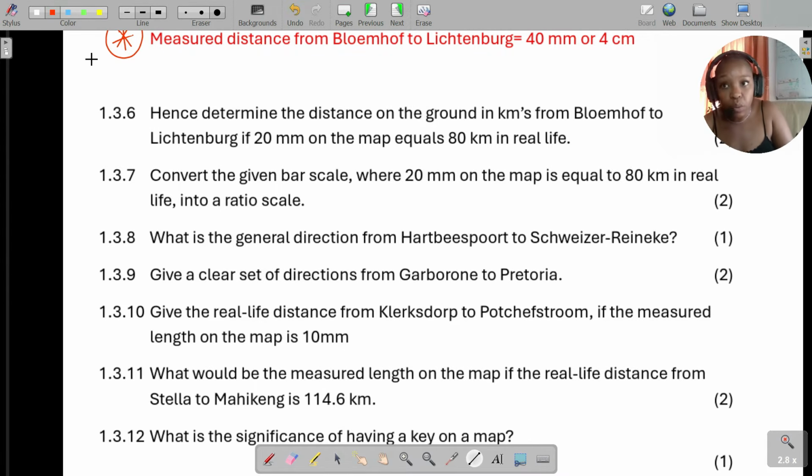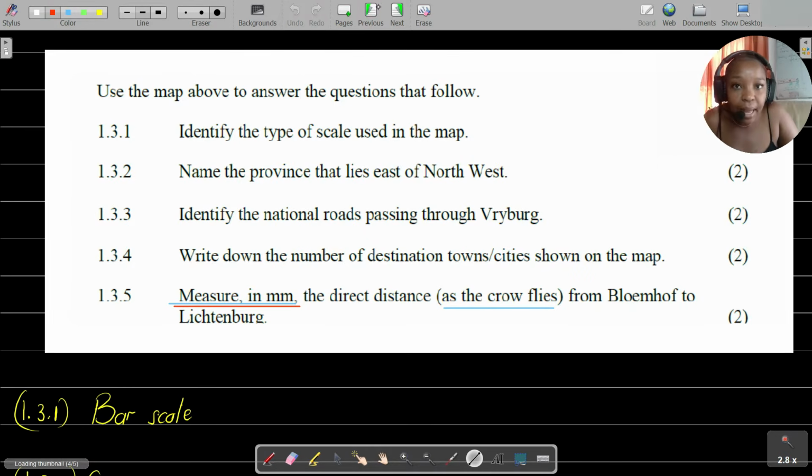So this is very important because you can get some questions where you're given a question like this. Where does that 20 millimeters on the map equals 80 kilometers in real life come from? It comes from the map.